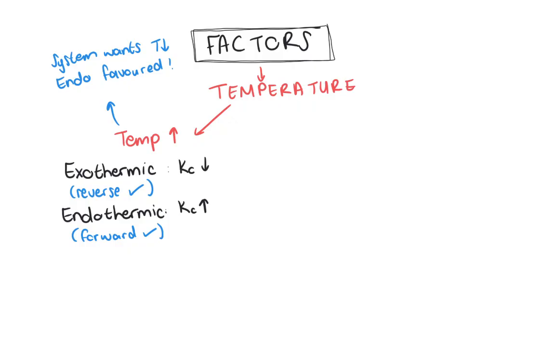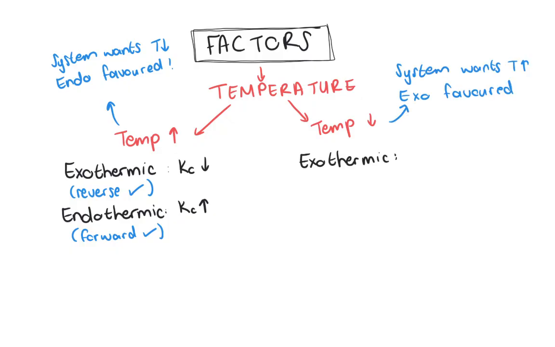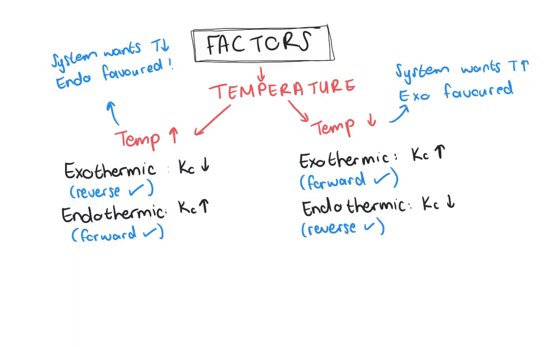Let's say I decrease my temperature. Again, if I have an exothermic forward reaction, with a decrease in temperature my system wants to increase the temperature again. It does this by favoring the exothermic reaction, which increases the temperature. In this case, my forward reaction is the exothermic reaction, which means my Kc value would increase. And the same is true if my forward reaction was an endothermic reaction. The reverse reaction would be favored and my Kc value would decrease.